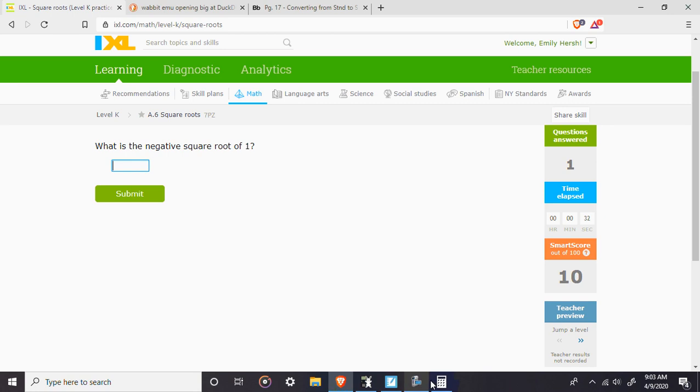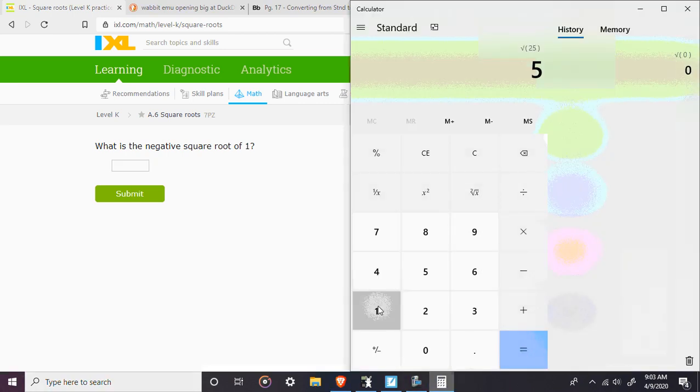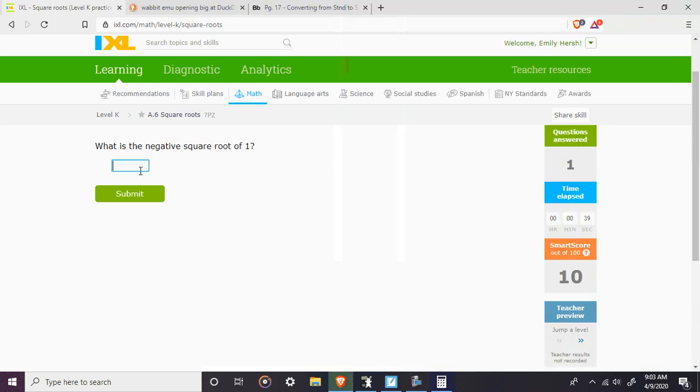What's the negative square root of 1? So, what's the square root of 1? You say 1, you say square root, you say equals, and they want the negative 1, so you can put negative.